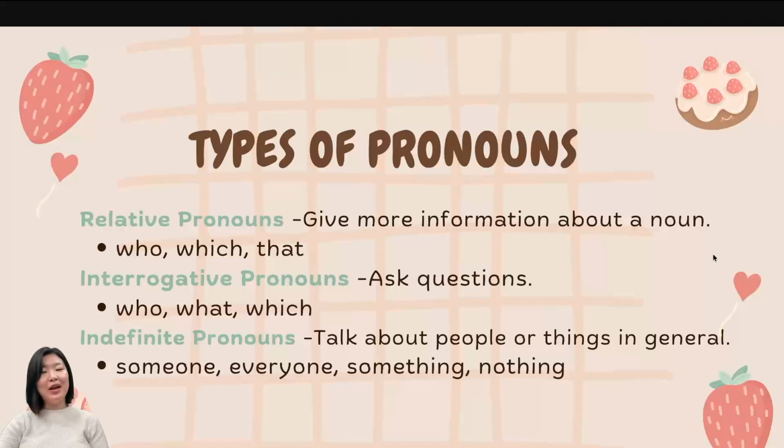So relative pronouns give more information about a noun. The examples of relative pronouns are who, which, and that. Interrogative pronouns ask questions, like who, what, which. And indefinite pronouns talk about people or things in general. So like someone, everyone, something, nothing.